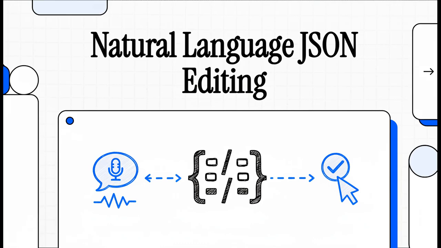Let's be real. If you've ever had to dig through a massive JSON file, trying to find and change some value, you know the feeling. It's slow, it's frustrating, and honestly, it's a task we've all just kind of accepted as part of the job. But what if you could just talk to your data? What if you could tell it what to do? Today we're going to look at a tool that does exactly that, letting you edit super complex data with just plain English. And yeah, it might just change the way you work.